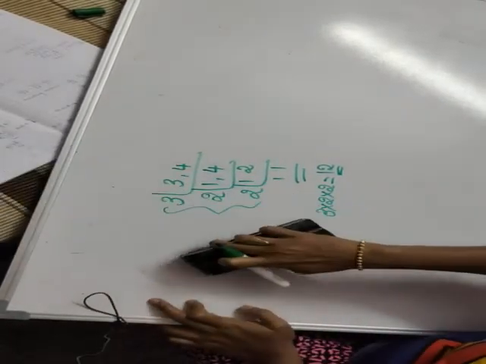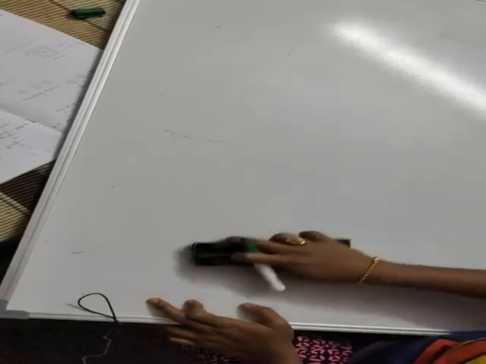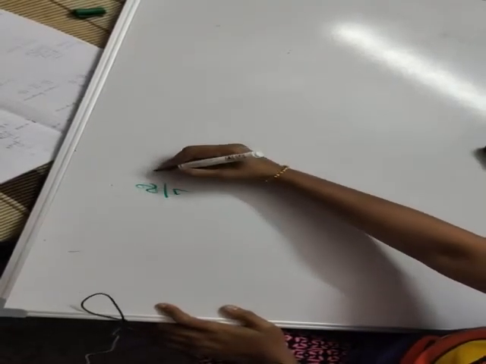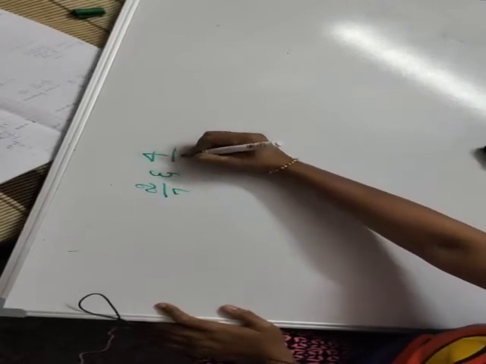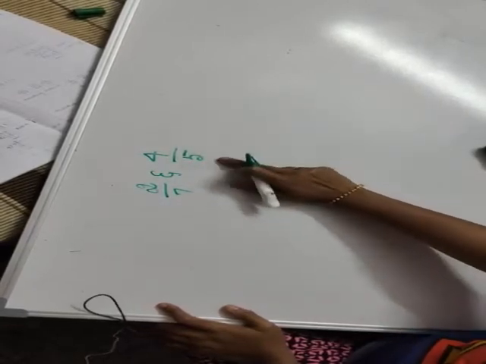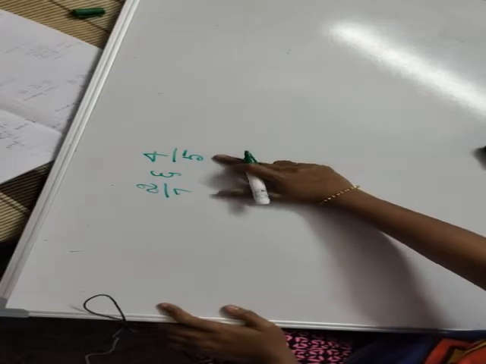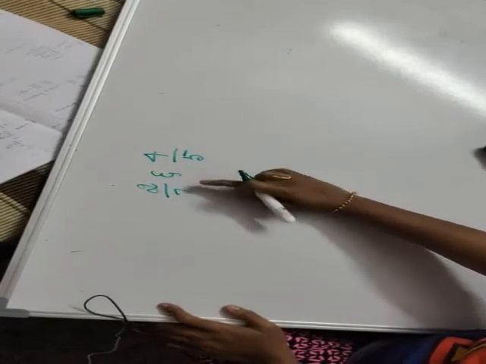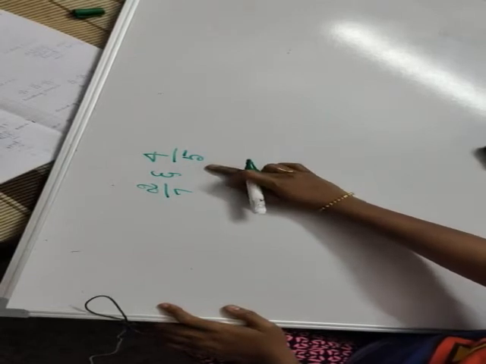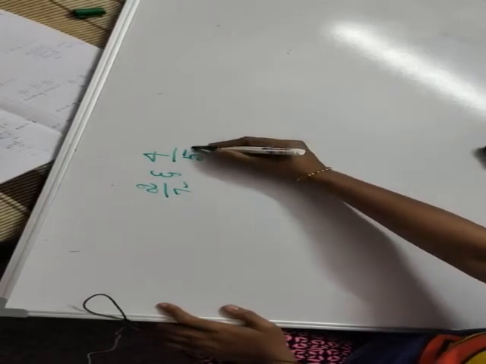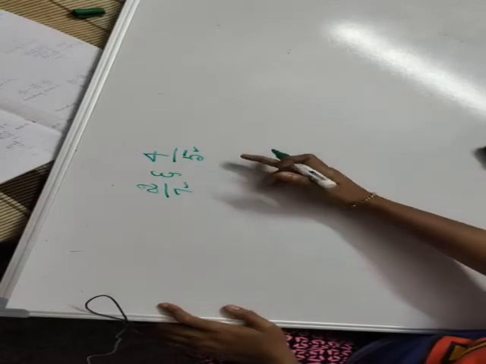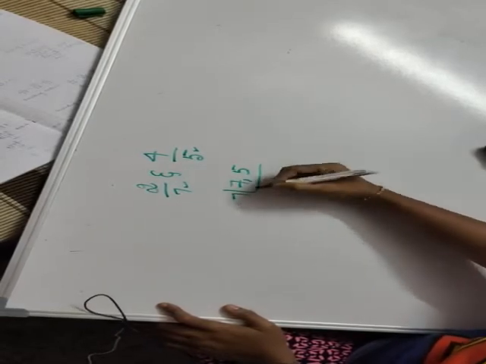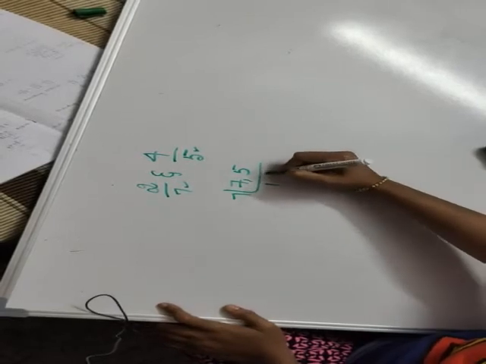So I'll take one question. They asked which is greater. The question is 2 by 7 and 4 by 5. See, now the denominators are not the same. If the denominators are the same, there is no problem, directly we can solve. When the denominators are not the same, we have to make them the same. See, 7 is also a prime number, 5 is also a prime number. When both are prime numbers, it's easy to get the LCM. You divide by 7, 5 as it is, right?